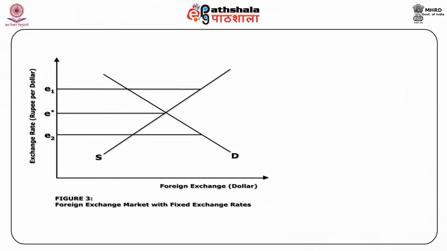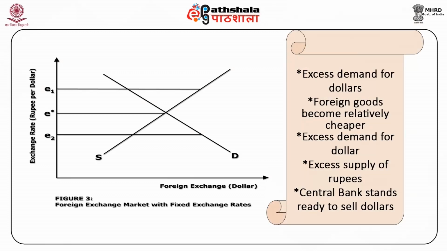In the reverse case, when the exchange rate is fixed at E2, then there is an excess demand for dollars. As the exchange rate is relatively low, foreign goods are relatively cheaper. Hence, there is excess demand for dollars and a corresponding excess supply of rupees. In this case, the central bank stands ready to sell dollars. However, the central bank cannot do this indefinitely, as its own stock of dollars, or foreign exchange reserves, would be limited.